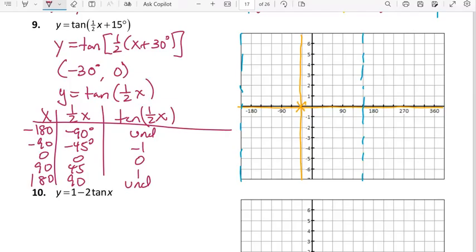Let's sketch in one cycle. So 90 to the left of the new origin and down 1. 0, 0's on the new origin. And then 90 to the right of the new origin and up 1. And there we can get one full cycle. And then we can just repeat. So 90 to the right of the next asymptote and 180 to the right of the next asymptote, and we get part of that additional cycle.